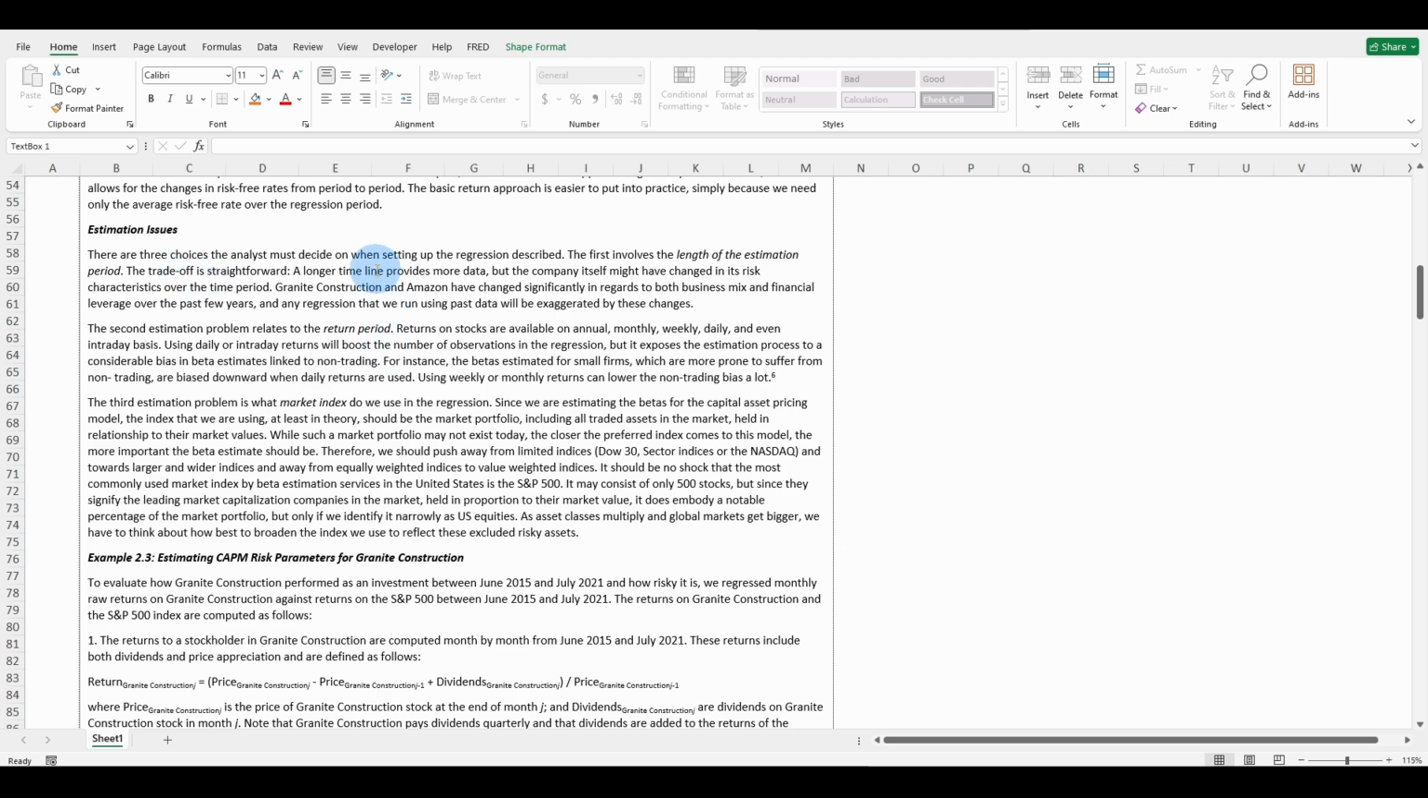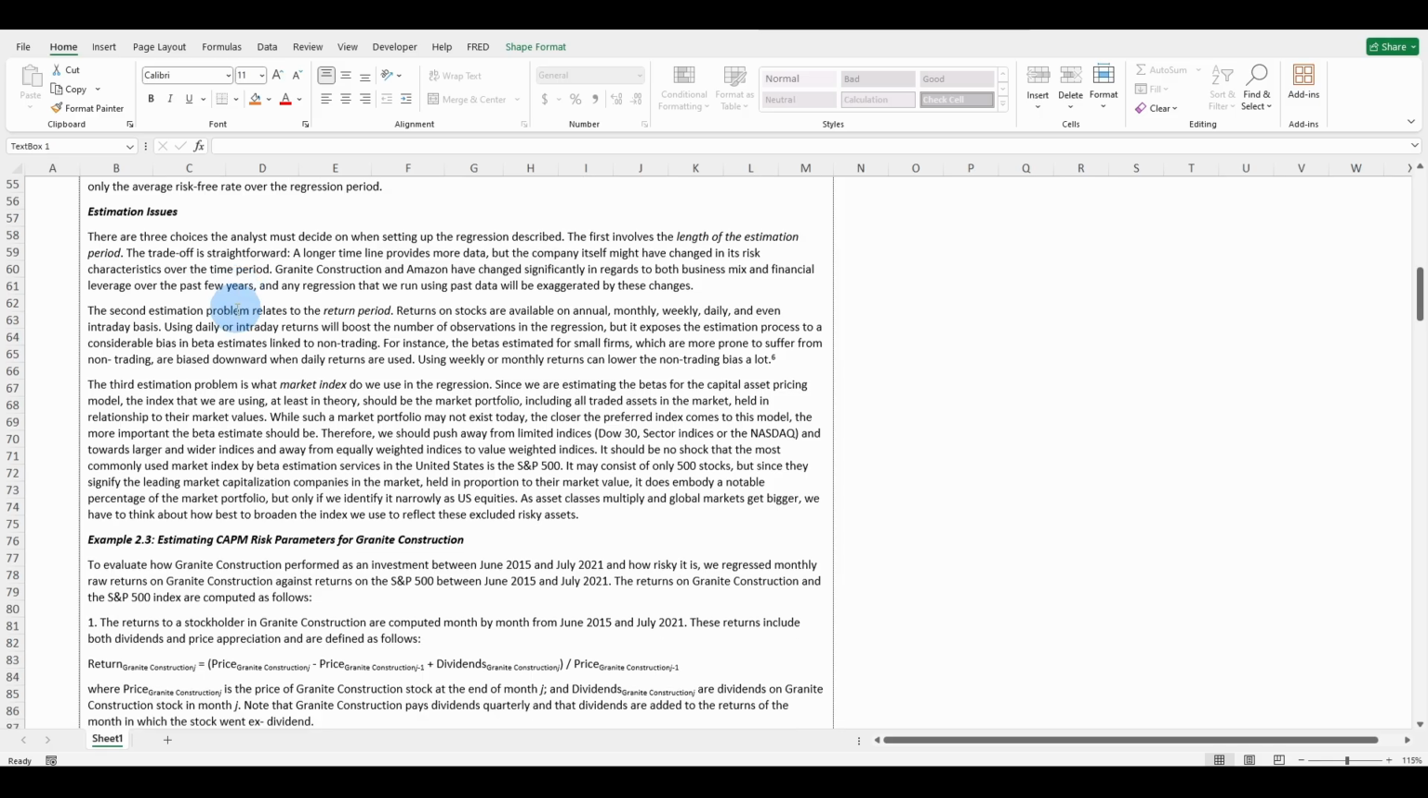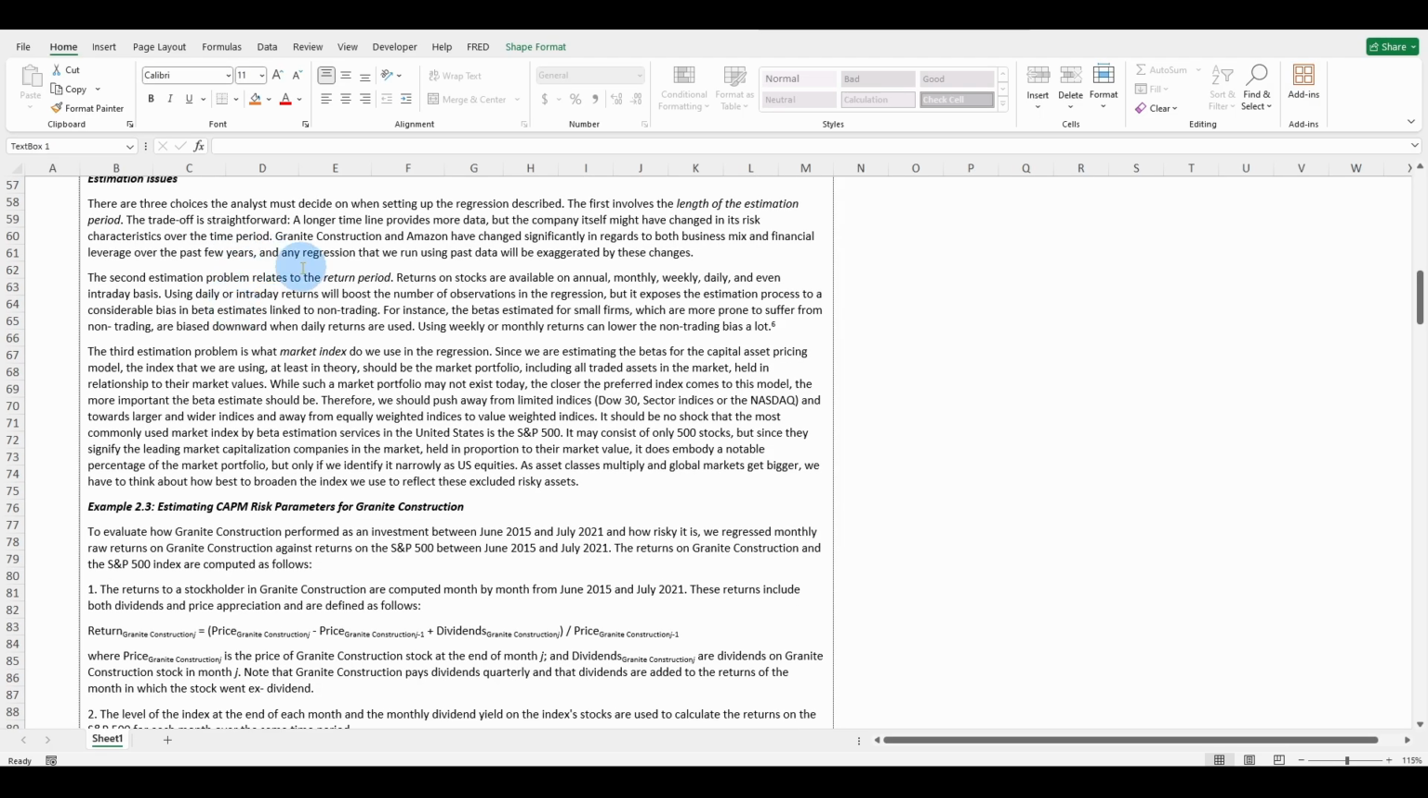A longer timeline provides more data, but the company itself might have changed its risk characteristics over that timeline. Granite Construction and Amazon have changed significantly in regards to both business mix and financial leverage over the past few years, and any regression that we run using past data will be exaggerated by these changes. The second estimation problem relates to the return period.